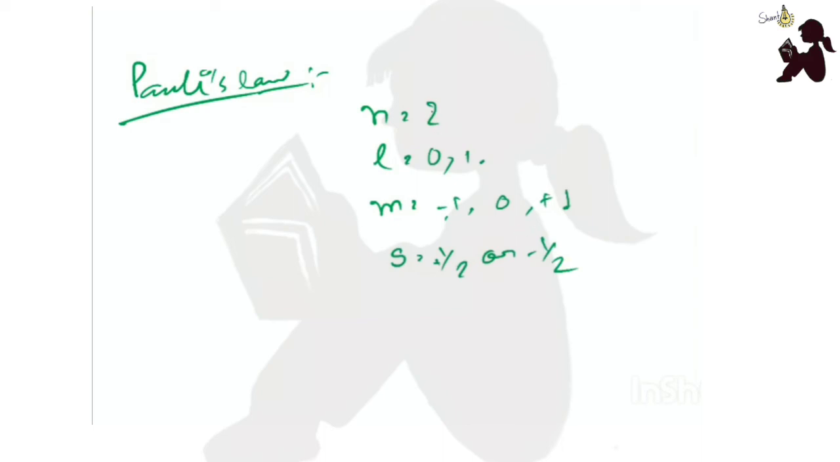So if it comes 2, 1, 1, then the spin quantum number comes different. Or if 2, 1 comes, then we can see that plus 1 will be cut, so it will be anything from minus 1 to 0. So it is our Pauli's law.